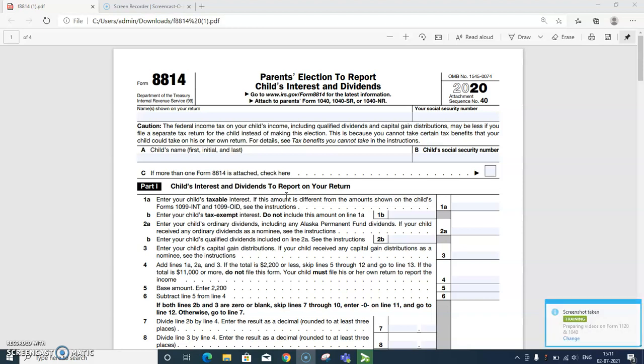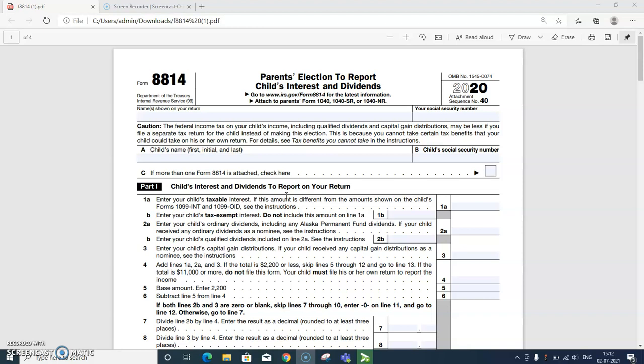You use this form if you elect to report your child's income on your return. If you do, your child will not have to file a return. You can make this election if your child meets all the following conditions. The child was under age 19, or under age 24 if a full-time student, at the end of 2020. The child's gross income for 2020 was less than $11,000. The child's only income was from interest and dividends, including capital gain distributions and Alaska Permanent Fund dividends. The child is required to file a 2020 return.